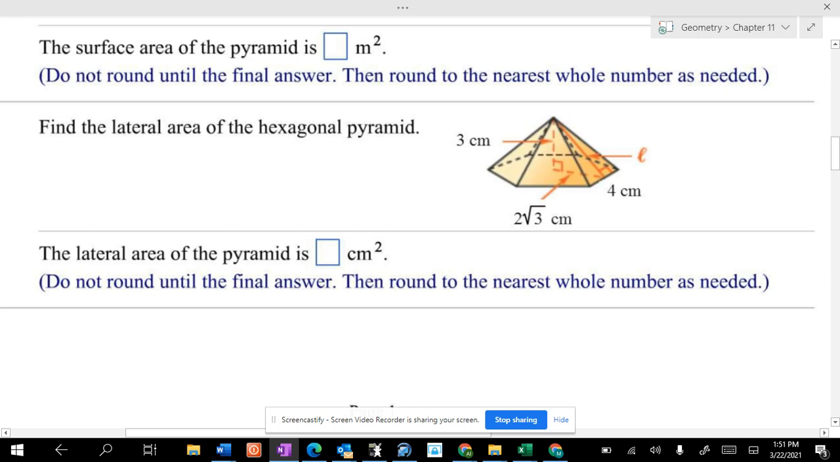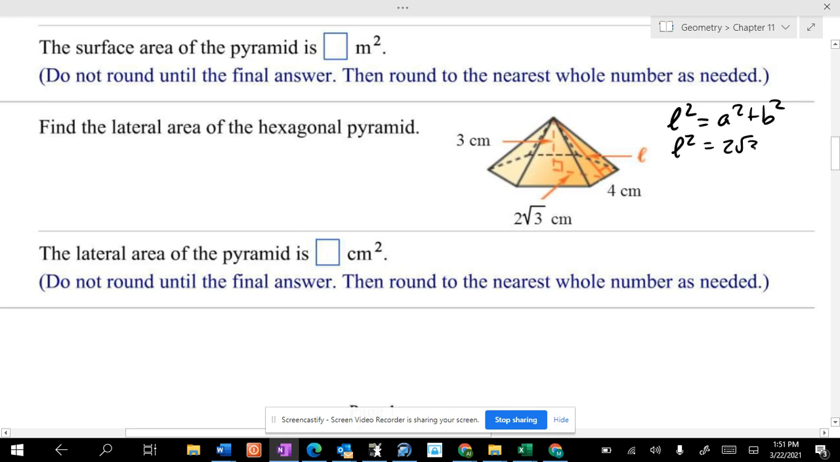Lateral area of this. This is the first one where they don't give us a slant height. They don't give us a slant height, but we have the other two parts of the right triangle. So how do we find the slant height? We use the Pythagorean theorem. Okay? The slant height squared equals a squared plus b squared.